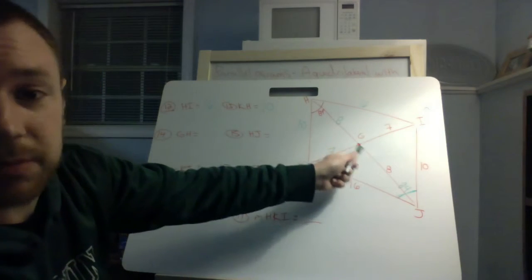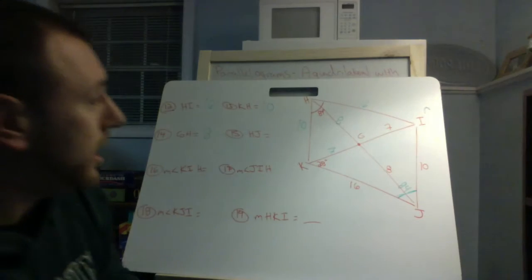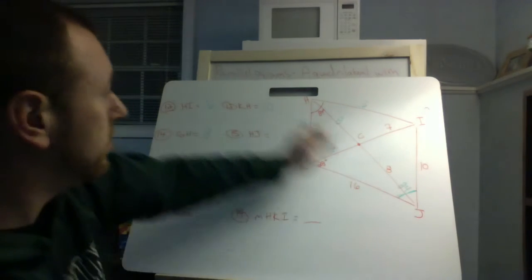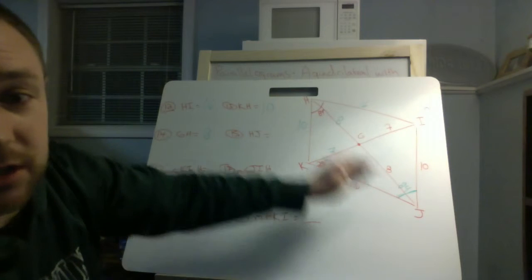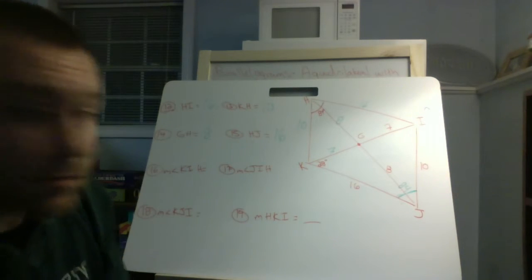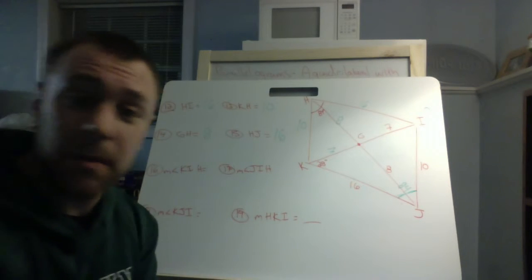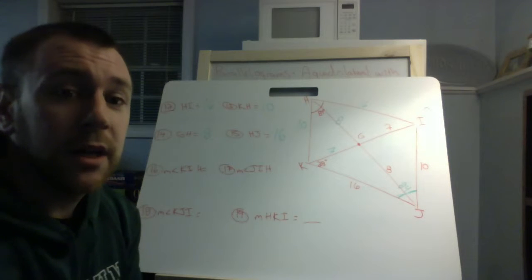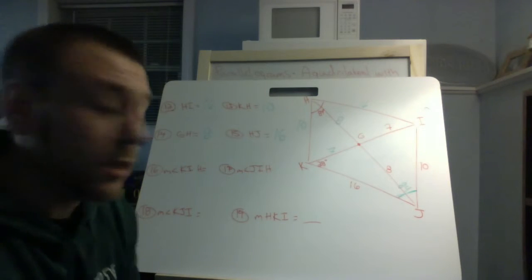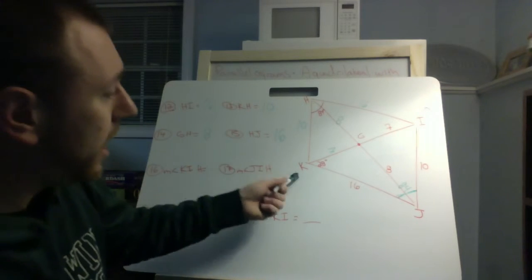GH, I labeled because it's opposite of this 8 here, so that's 8. HJ, oh, that's that whole length, H to J. So that's 8 plus 8, that's 16. Oh, now we get into the angles. And you've got to remember, when I'm naming angles, it's 3 letters with the vertex in the middle. So this one says KIH.